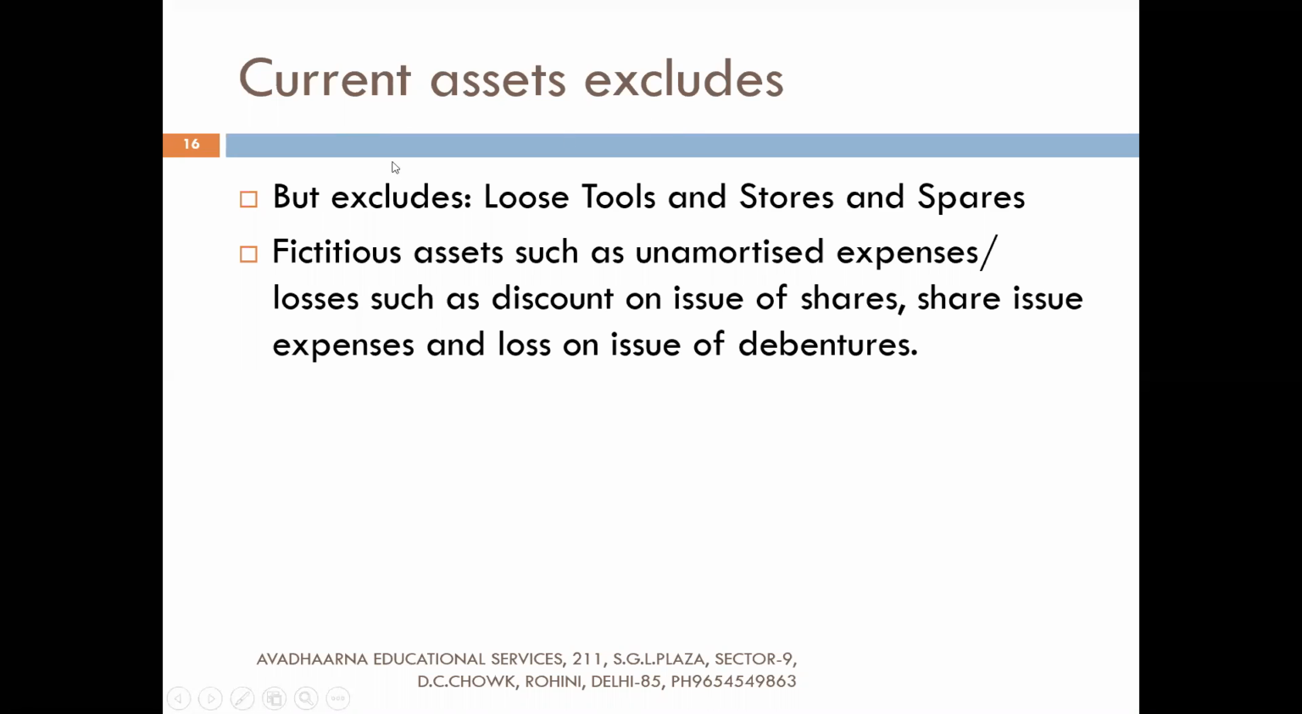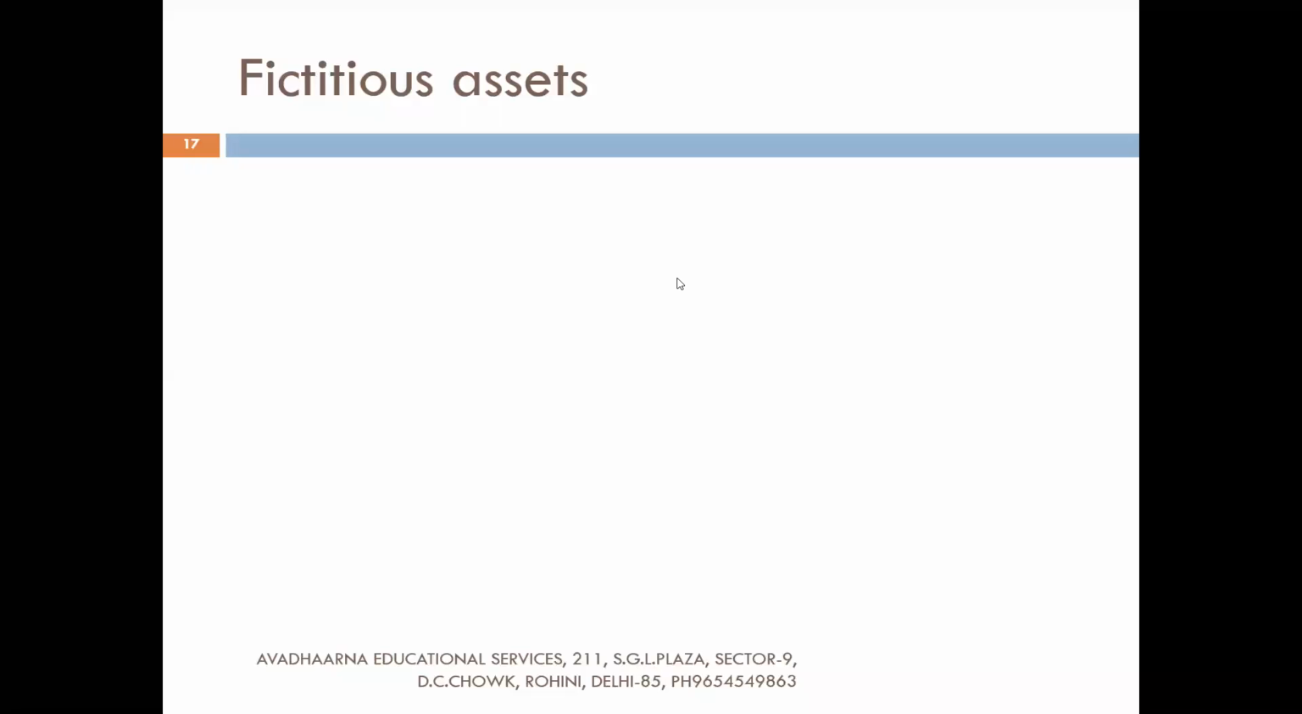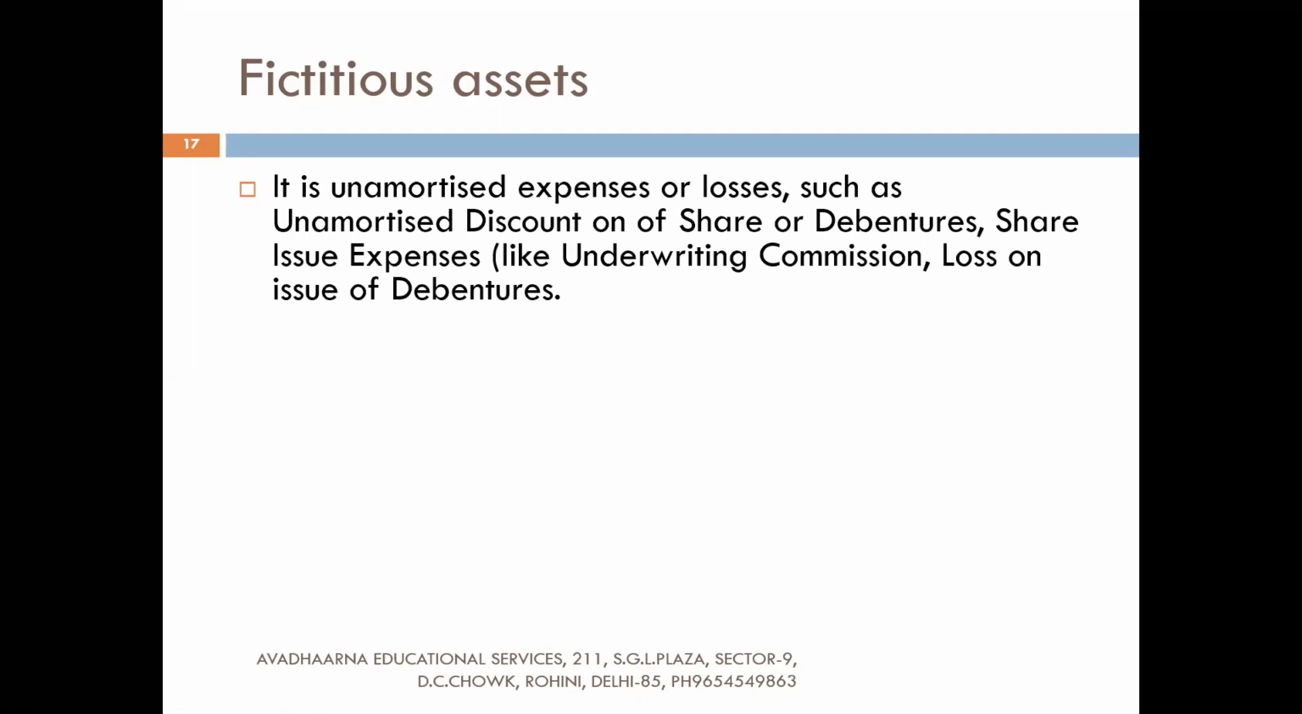Current assets exclude loose tools, store, and spares. We have already discussed it in the previous slide. And also fictitious assets such as unamortized expenses, losses such as discount on issue of shares, share issue expenses, and loss on issue of debentures. Now, fictitious assets include unamortized expenses or losses such as unamortized discount ऑन इशू ऑफ शेयर्स और डिवेंचर्स.